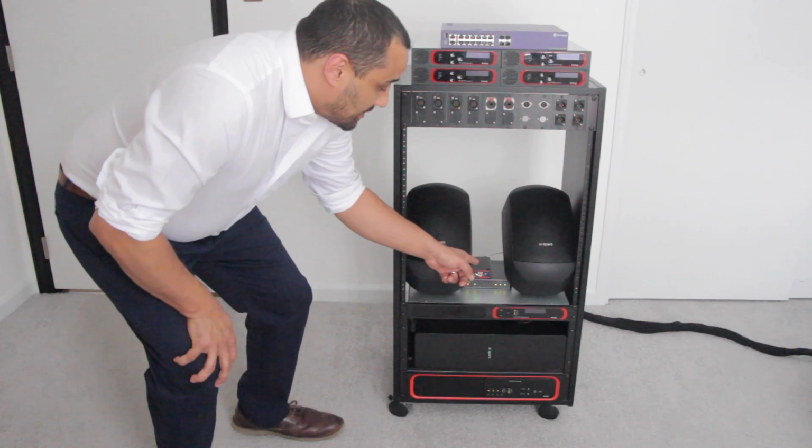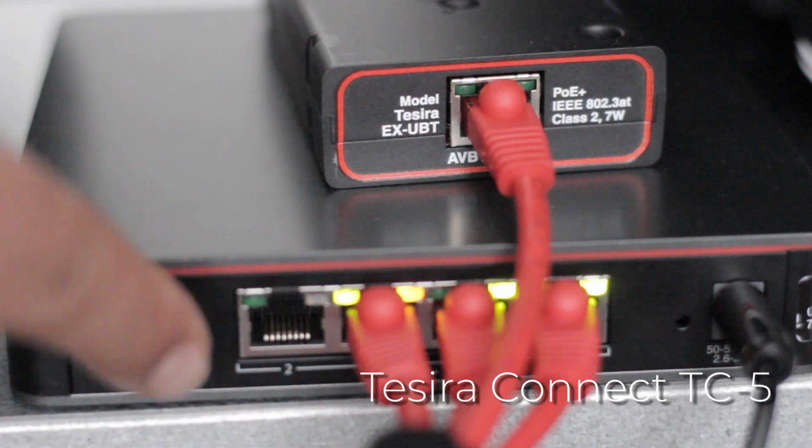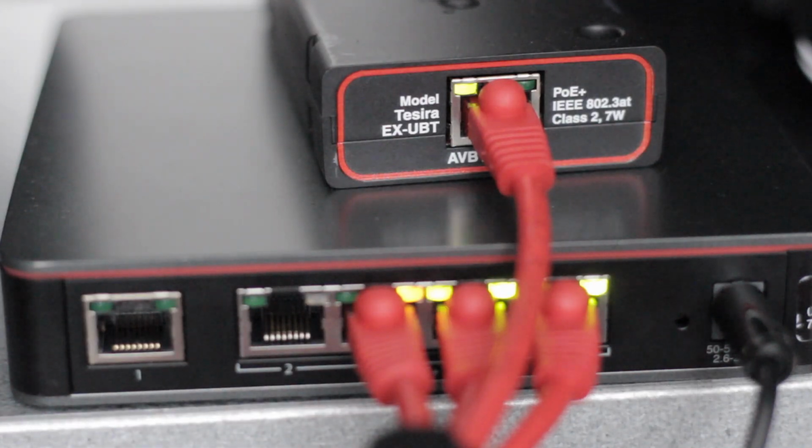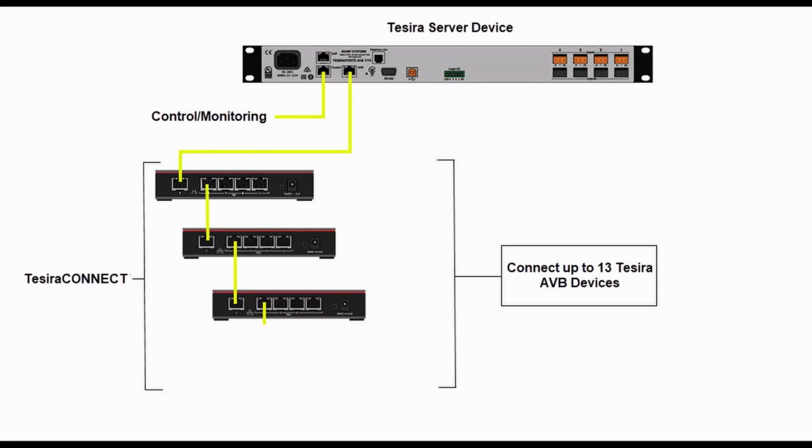Here is the key that links all the devices together and provides PoE power. It's called the TC5 because it has 5 AVB compatible network jacks. If you need more connections, just daisy chain a few together.